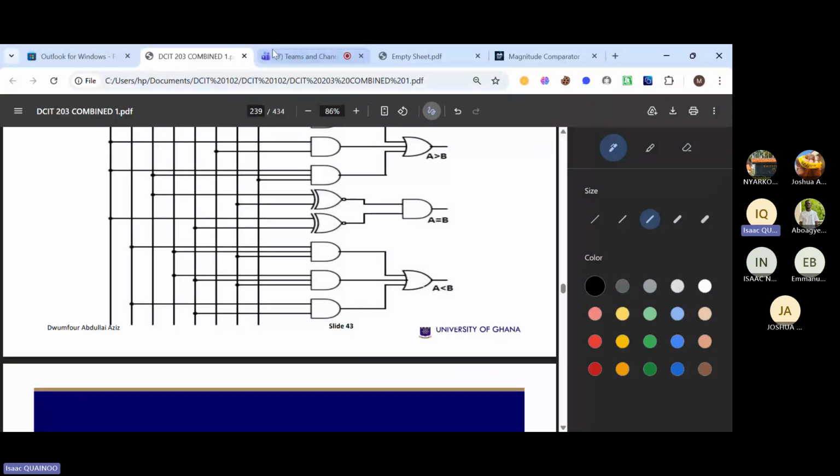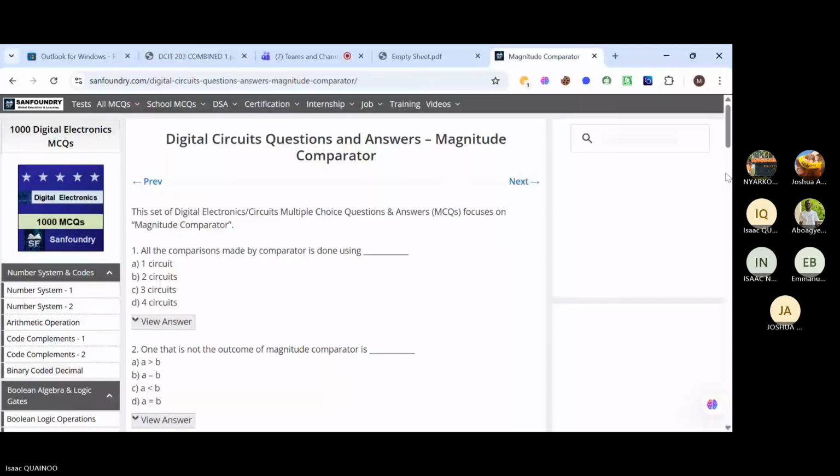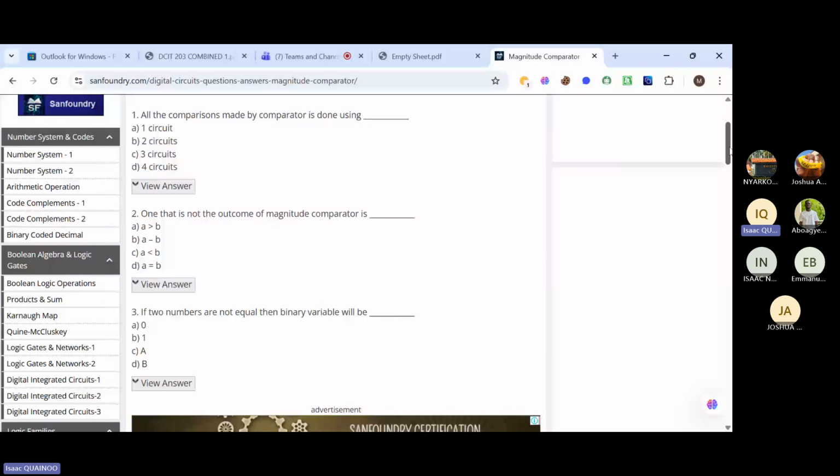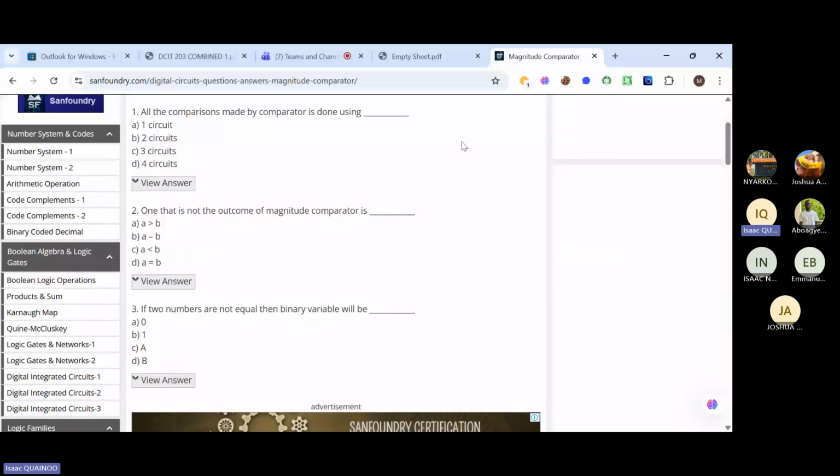So now let's look at the questions. Okay, so I believe we are here. So let's look at our questions. We'll be very fast. I read a question, and if you know the answer, you can state it and then we move.